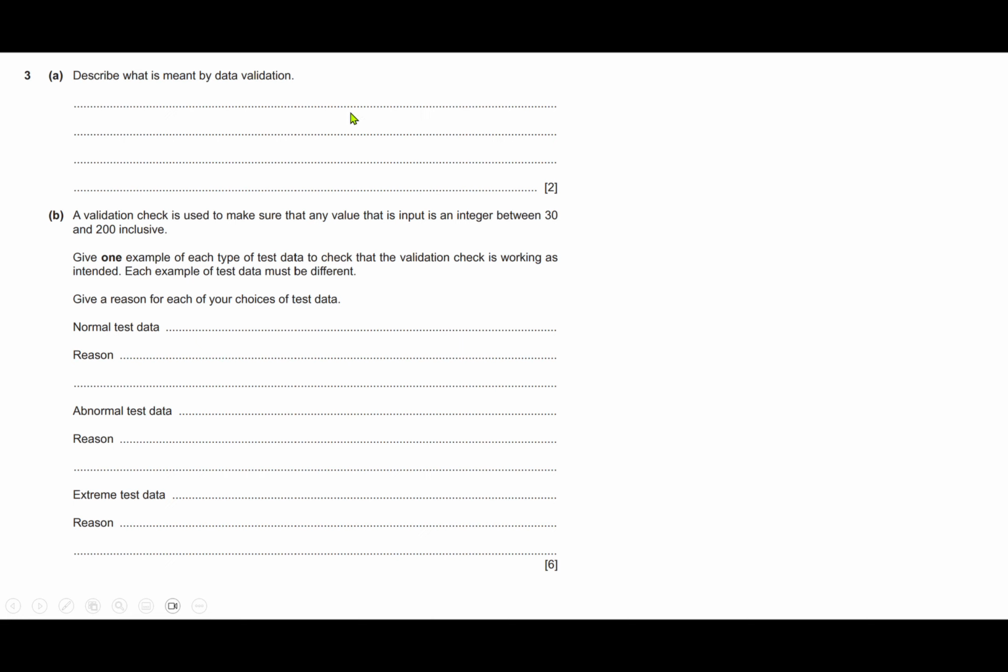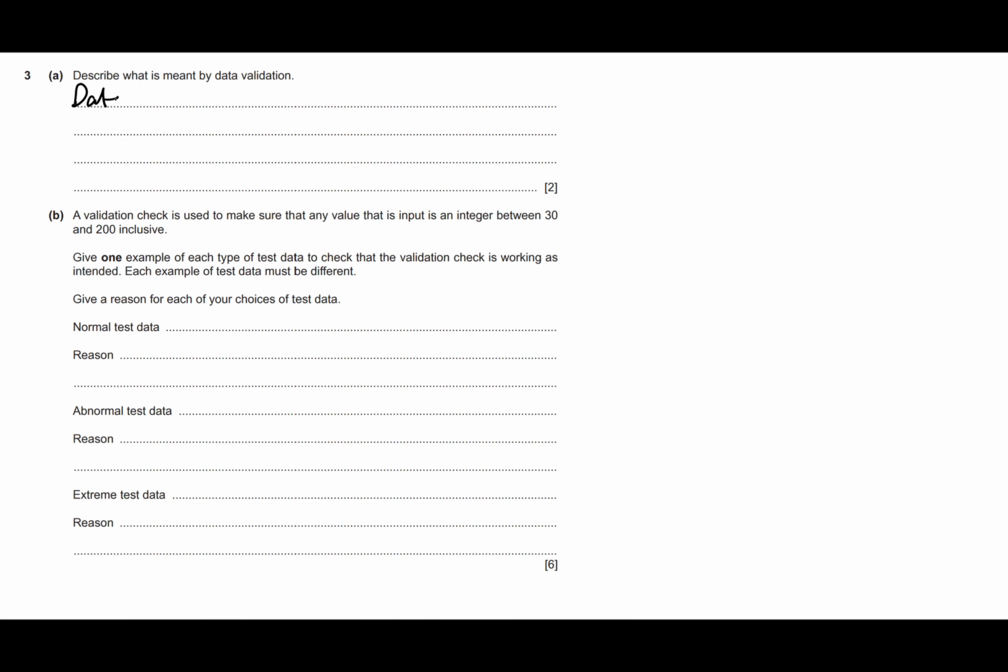So verification is performed by the actual person entering the data, whereas validation is different. Validation is done by the computer. So we create a set of rules and the computer uses those rules to check the data that's been input, to check that it meets a set of rules. That's all we can do. We can't tell them if it's right or wrong or correct. We can just check it meets a set of rules. So let's pop something on for that.